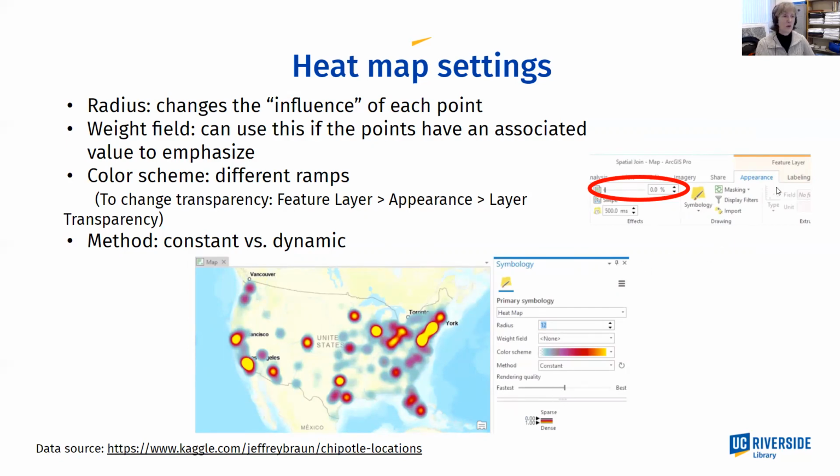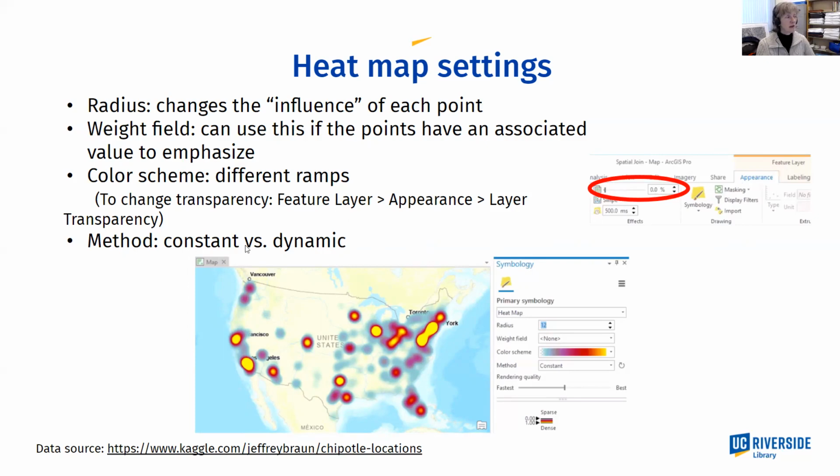Really what you can do is go up to your main ribbon at the top. There's an appearance tab under the feature layer, and it's not labeled as transparency, but it's this thing. It's got a slider, so you can slide it to make it fainter and fainter, or you can type in a value and see what that does if you wanted to change the transparency.